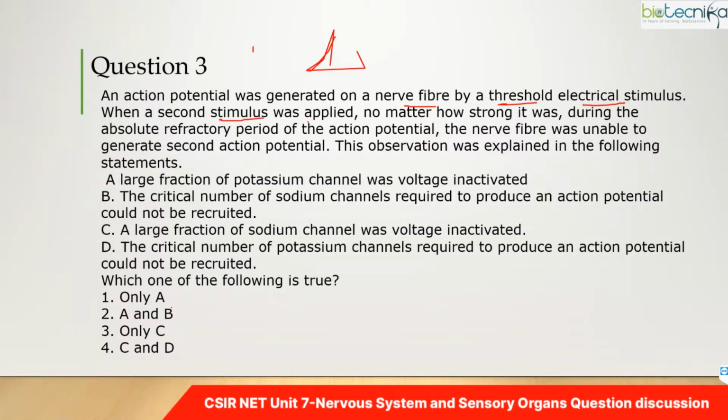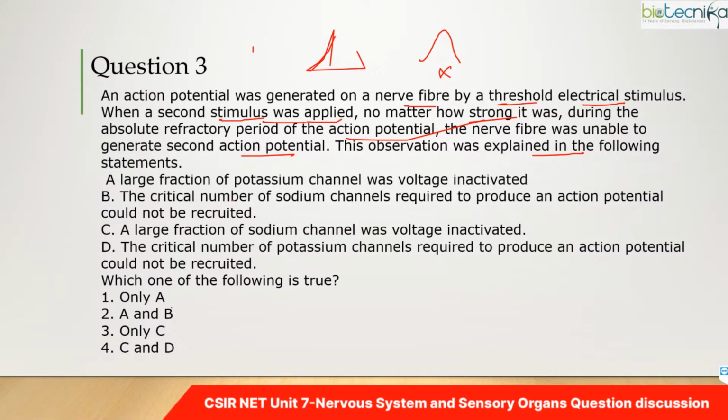When a second stimulus was applied, no matter how strong it was, during the absolute refractory period of the action potential, the nerve fiber was unable to generate a second action potential. So this question is a little different from the first one that we saw, right? Here, they're saying one action potential is already generated, and now the second stimulus is applied. During the absolute refractory period of the action potential, another action potential cannot be generated. So the observation was explained in the following statements.